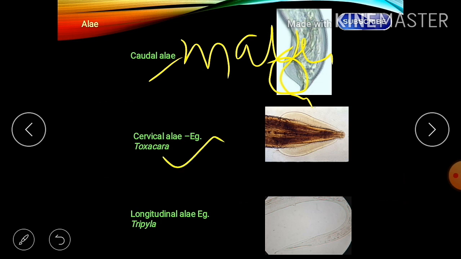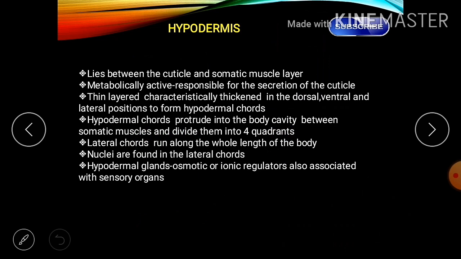Next one is cervical alae, present only in the anterior region of the nematode body, mostly found in marine nematodes. Example, Toxocara species. Next one is longitudinal alae. Longitudinal alae, or lateral alae, are generally 0 to 16 in number and appear as a wing of the nematode, which helps in locomotion.